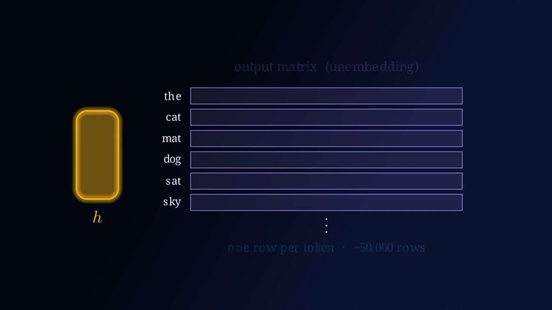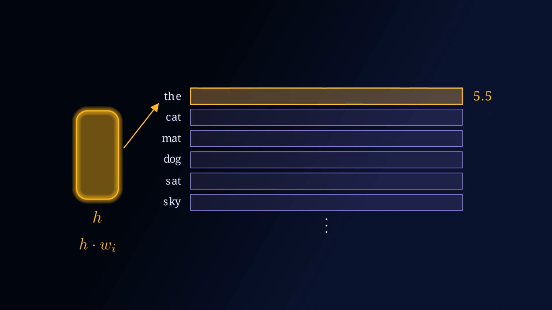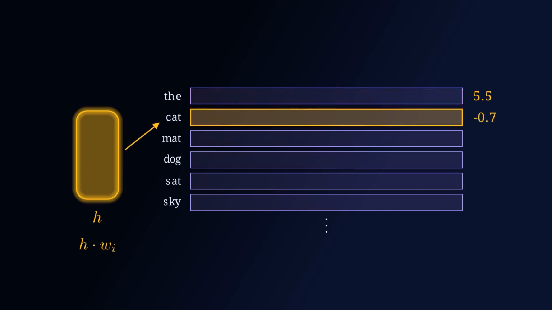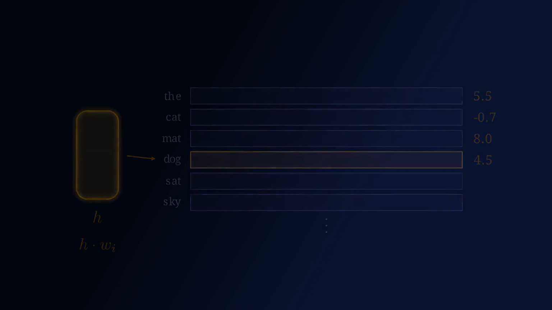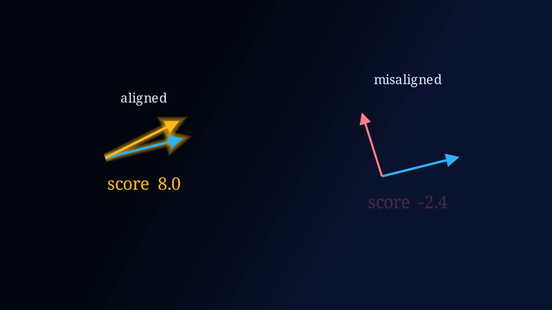To score each candidate word, the model compares the final hidden vector against every row of this matrix. The comparison is a dot product, which is really just a measure of alignment. How much do these two vectors point the same way? The intuition is simple. If a word's row points in nearly the same direction as our hidden vector, they are well aligned and that word gets a high score. If it points a different way, the score is low. The hidden vector is essentially asking each word, how much do you look like what I expect next?